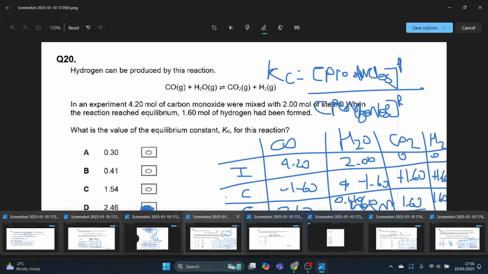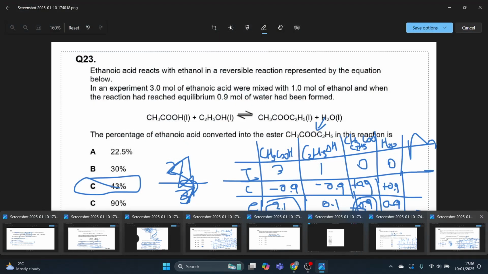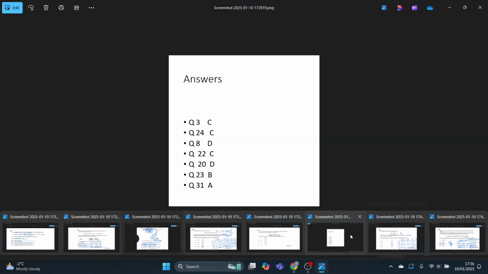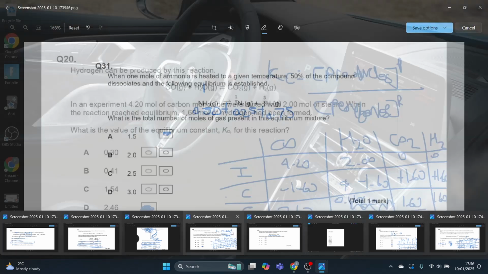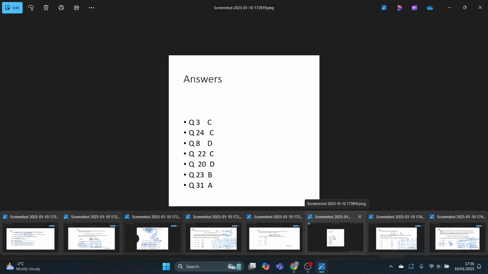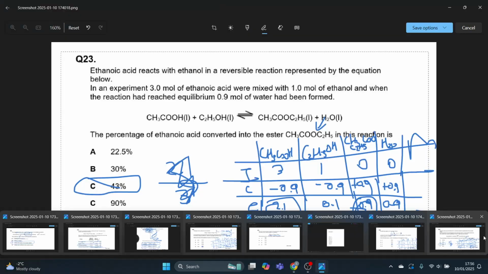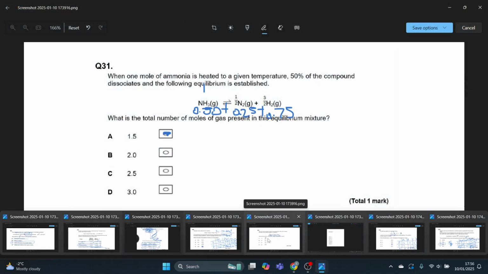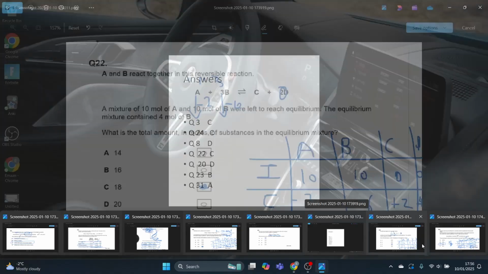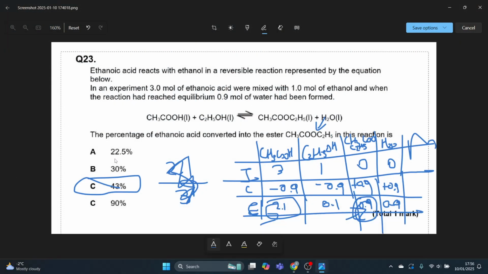8D, question 22C. Where's 22? 22C. 20D. 20D. Yep. 23B. Ooh, I got 23 wrong. And 31A. 23B. 30%. I clearly did the equilibrium moles correct.